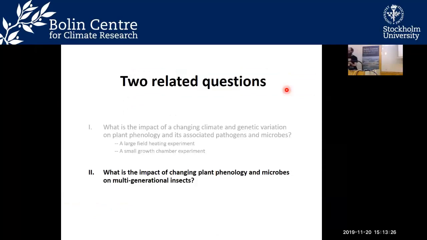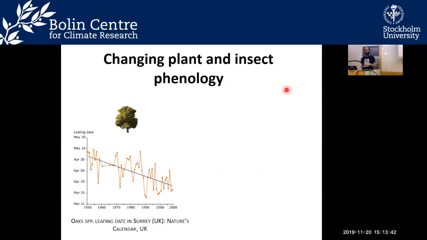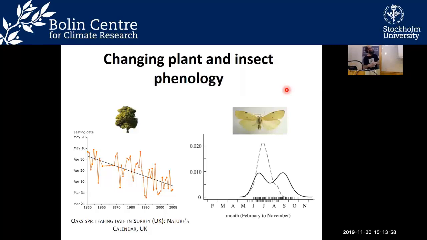So now we know like climate may affect the plant phenology. It may also affect the microbes that associate with it. And do the insects that eat the plants, do they care about that? And why am I interested in multi-generational insects? Well, I just mentioned that the climate may affect the phenology of oak trees, right? Here you see that through time, the oaks start to burst their leaves earlier in some small place in the UK. With insects, also another phenomenon may happen.